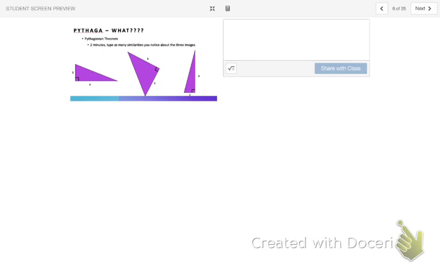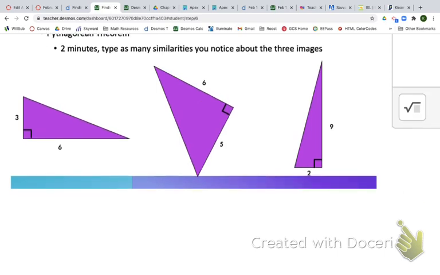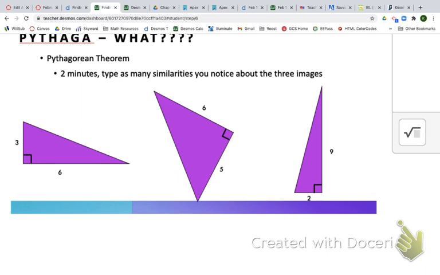Alright, welcome back. Hopefully you have seen lots of different things that people picked out. Maybe you picked out that they are all purple. Maybe you picked out that they all have whole numbers. Maybe you picked out that they all have right angles. These little boxes are right angles. And that's the most important piece of what you should have picked out, that these triangles all have right angles. With the Pythagorean theorem, this only works on triangles that are right triangles. And a right triangle is a triangle that has a right angle in it.